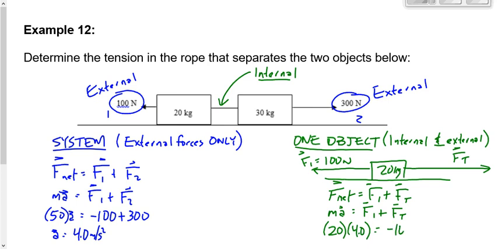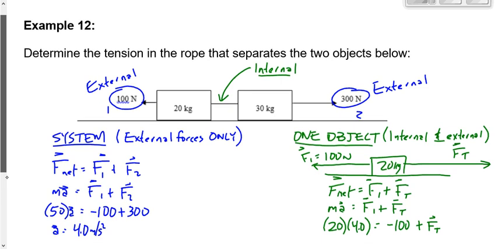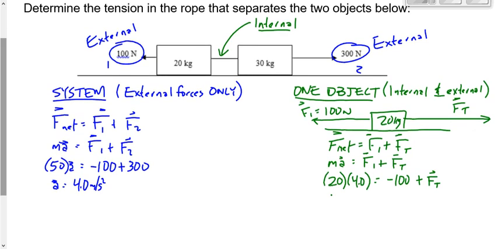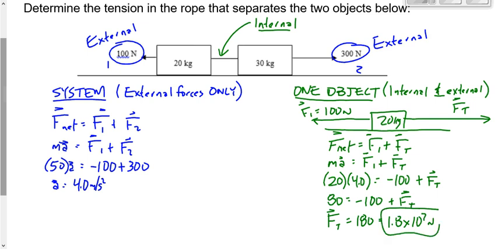F1 is negative 100. Ft, that's what we're solving for. So 20 times 4 is 80. Take the 100 over to the other side by adding, and I get a tension force of 180, or 1.8 times 10 to the 2 newtons. Does that make sense?